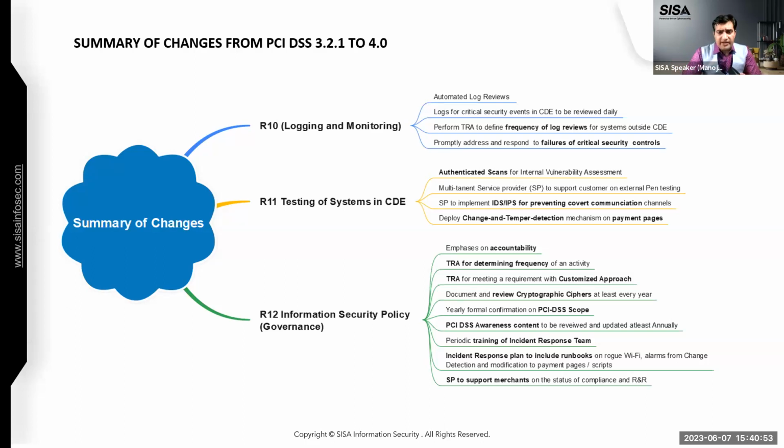Requirement number 11 is all about testing of systems in the cardholder data environment. One fundamental change: earlier, many organizations were performing vulnerability assessments based on normal discovery scans. That is no longer possible now. You have to actually go for authenticated scans as well, so you have to scale up.